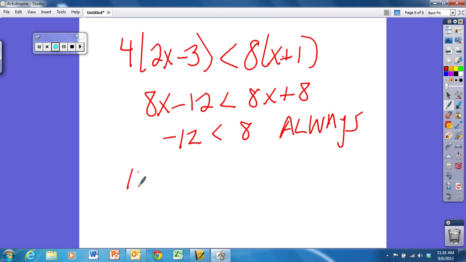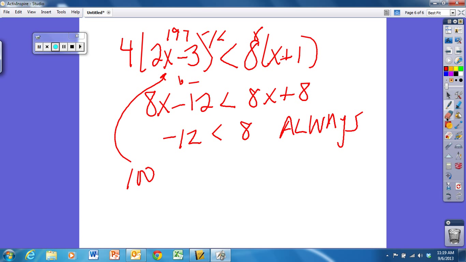Let's pick 100. When I put 100 in there, 2 times 100 is 200, minus 3 is 197, times 4 is like 600 and something. 8 times 101 is 800 and something. It's actually 808, which is obviously bigger than whatever the 600 something was. So no matter what number you put in for x, let's try 0. 2 times 0 is 0, minus 3 is negative 3. 4 times negative 3 is negative 12. 0 plus 1 is 1, times 8 is 8. This number will always be less, so always true.